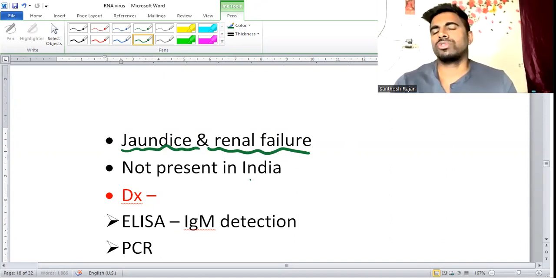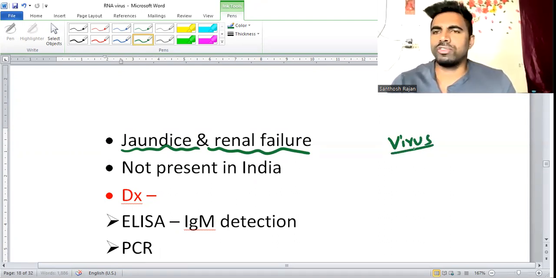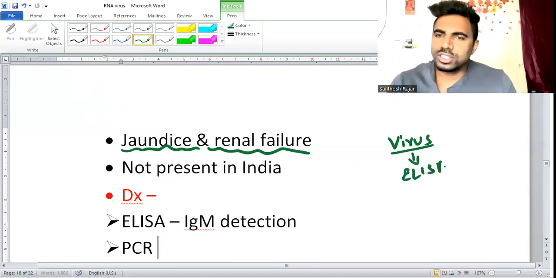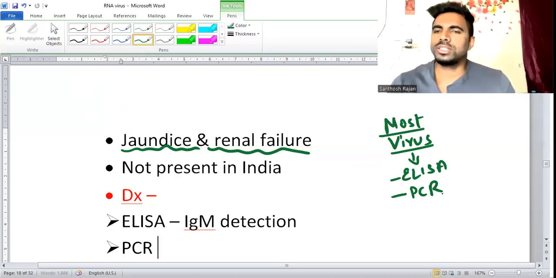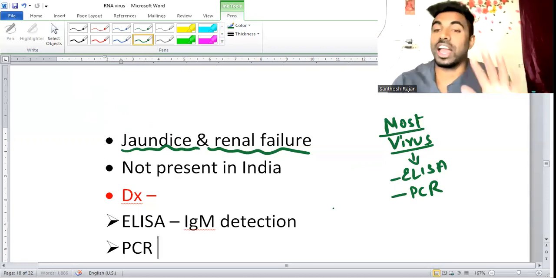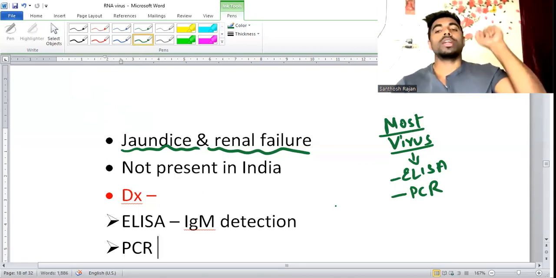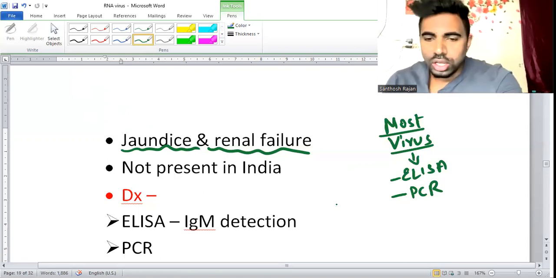For most viruses there are only two tests. For bacteria, parasites and fungi it is different: we have culture, ELISA, PCR. For viruses, the initial test is always ELISA, and to confirm, we have PCR. Confirmatory is always PCR, and for screening we always go with ELISA, which is a sensitive test. Specific is always PCR. There is no culture for viruses. We have cell culture, tissue culture, egg culture, but that is mostly for research purposes, not for normal diagnostic purposes. So remember that.